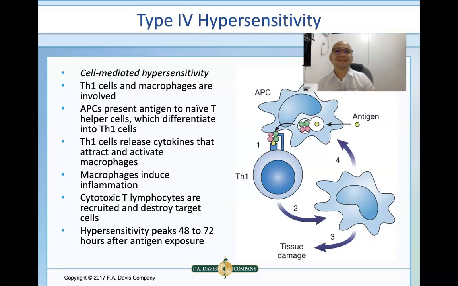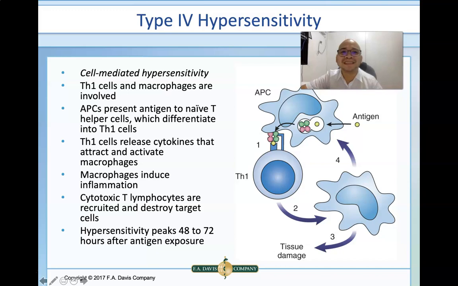Okay, so the last type of hypersensitivity reaction is called the type 4 hypersensitivity reaction. It is the cell-mediated hypersensitivity, which is, of course, the delayed type hypersensitivity reaction. So here, it is not the Th2 that is involved. Do not forget, Th2 is involved in allergic reaction. Here in type 4, we have Th1. So Th1 cells and macrophages are involved.